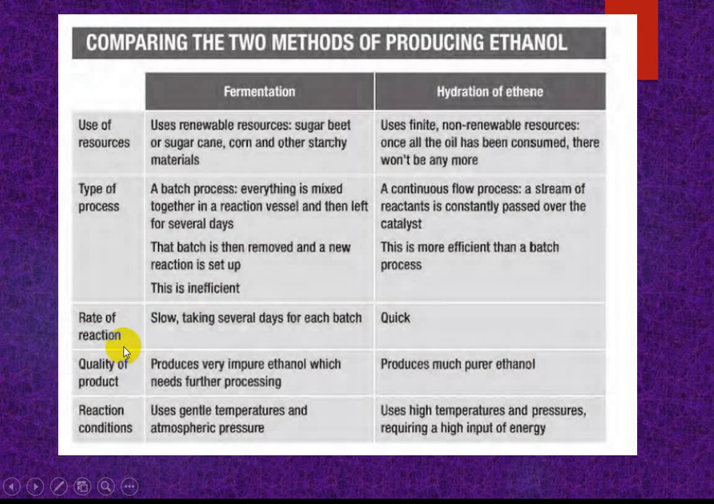Okay, this is the slow process. Fermentation is slow, taking several days for each batch. Hydration of ethene is quick. Quality of product: fermentation produces impure ethanol, while hydration of ethene gives pure ethanol.